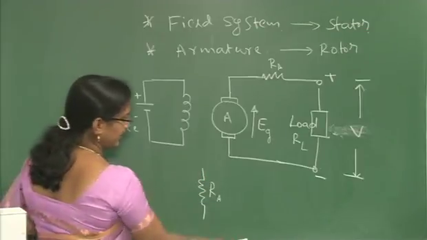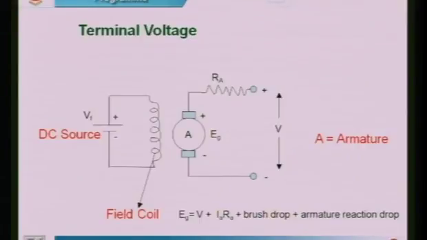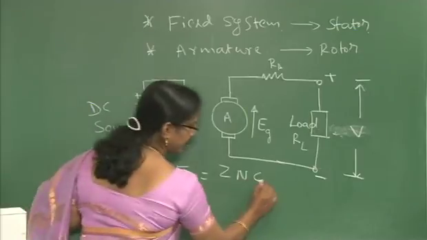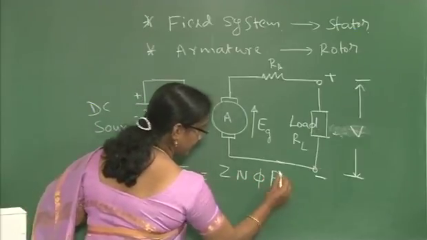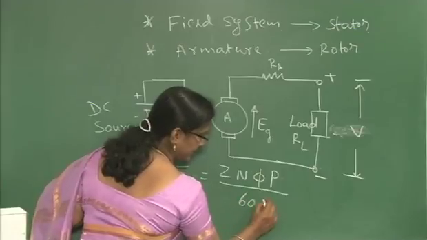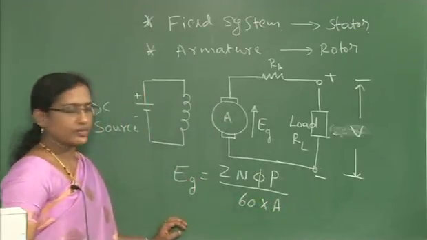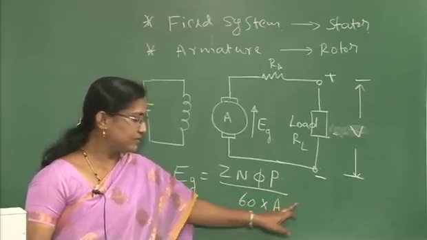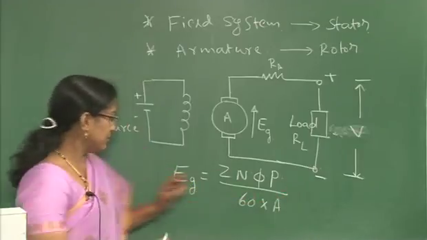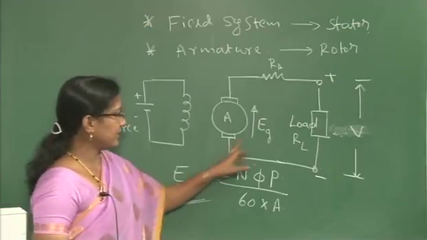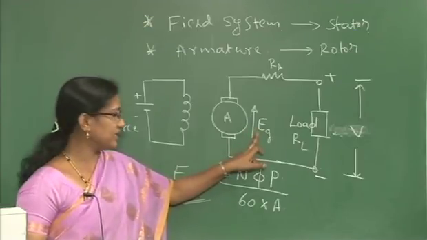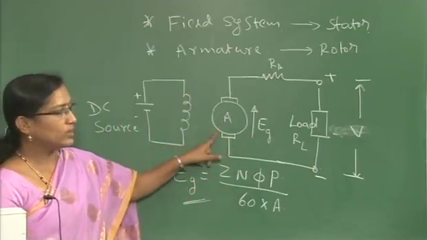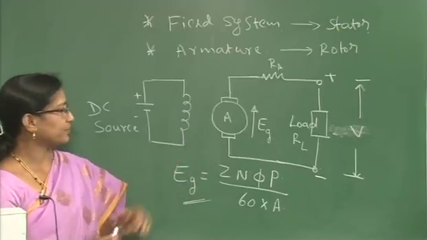Last class you have seen how exactly we derived the equation for EG. This EG depends on the number of conductors, the revolutions per minute, the flux per pole, the number of poles, divided by 60 into the number of parallel paths. The number of parallel paths A is equal to P in case of lap connected, and A is equal to 2 in case of wave connected. So, the equation of EG you use to calculate the voltage generated in the armature. This is how we represent the equivalent circuit of a DC machine.